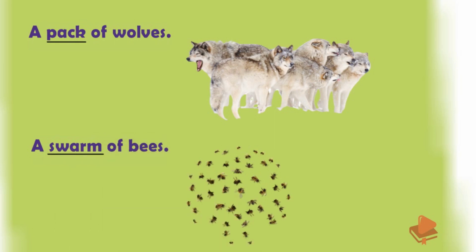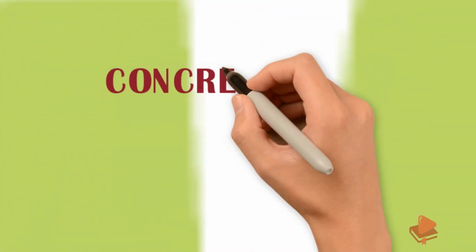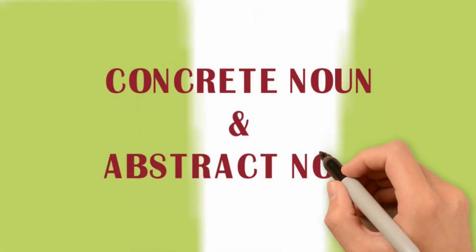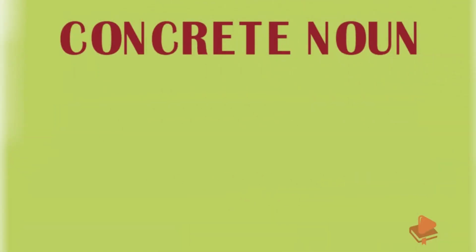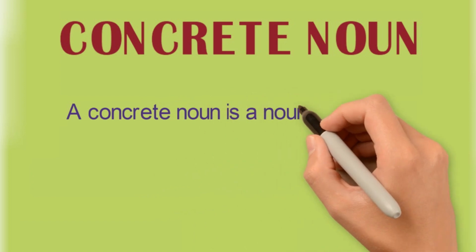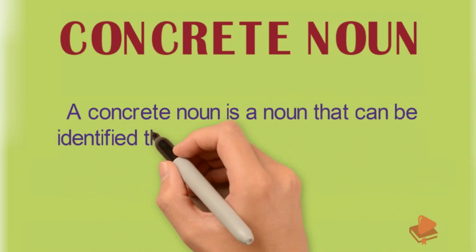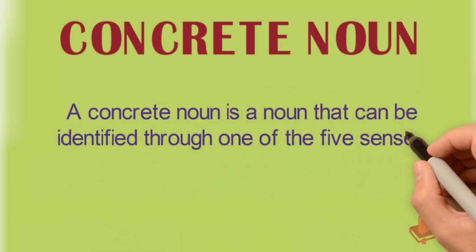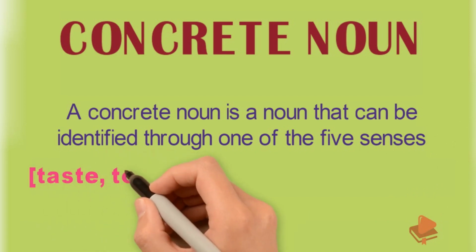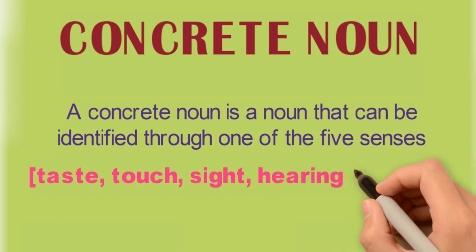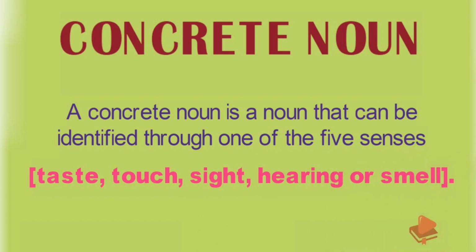Let's now move on and talk about the most important area related to noun, and that is concrete noun and abstract noun. What is a concrete noun? A concrete noun is a noun that can be identified through one of our five senses. Which are the five senses? It is taste, touch, sight, hearing or smell.